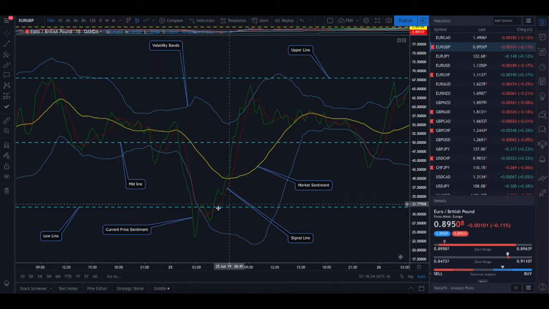All right. The green line is basically the current price sentiment. So basically, this is literally the movement of price as it's happening on the chart. Okay. And then the red line is the signal line. That's basically how we get our confirmations of signals to potentially have a trade set up.